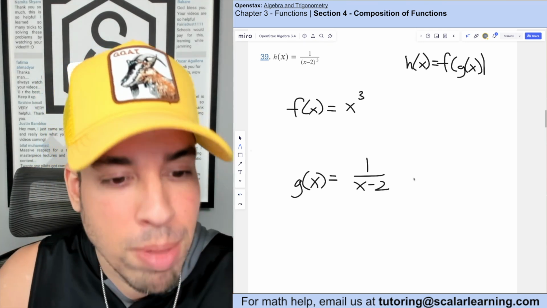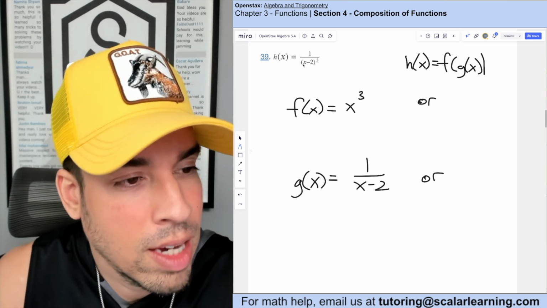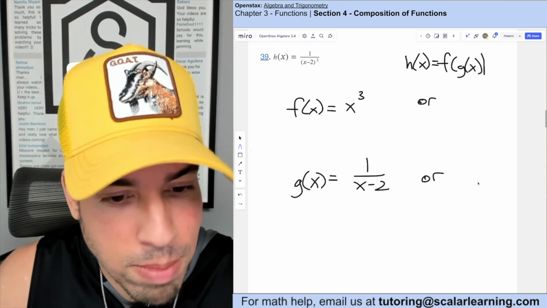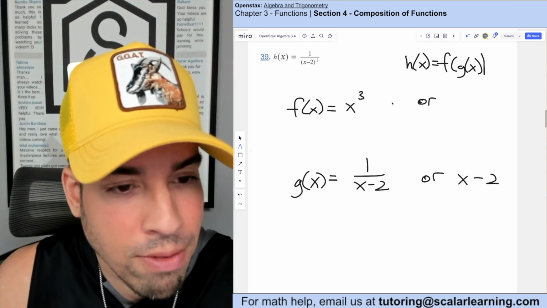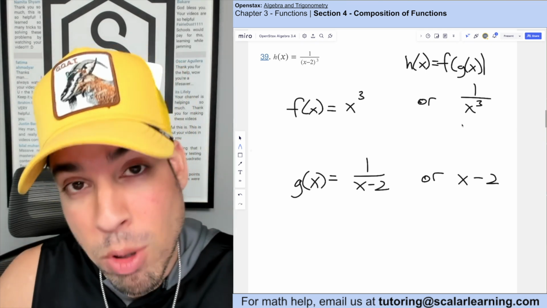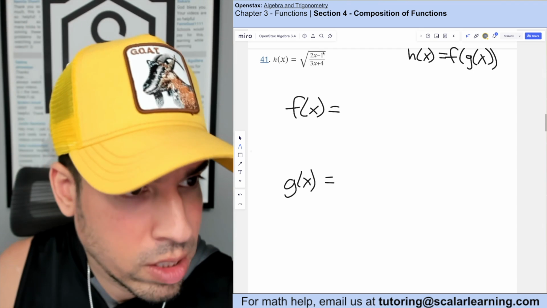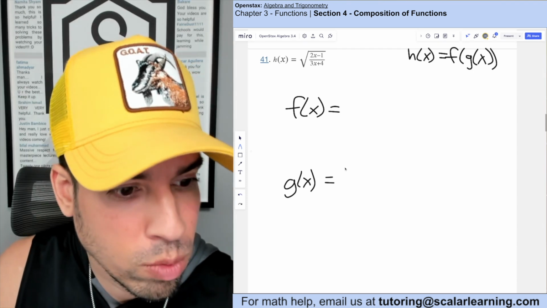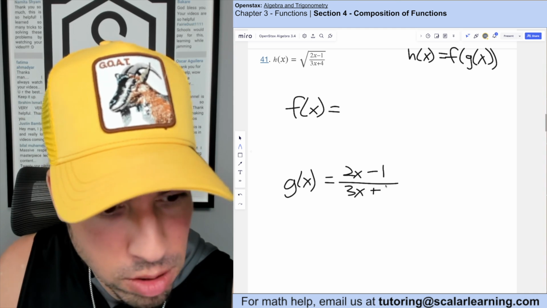No worries. But an alternative way to do this, which I think makes a lot of sense as well, again, looking at this internal piece, I could make g of x simply x minus 2. And then I could have made f of x 1 over x cubed. Again, both are totally acceptable. Boom, done. For this one, I'm going to make g of x, once again, the inside component, which is 2x minus 1 over 3x plus 4.